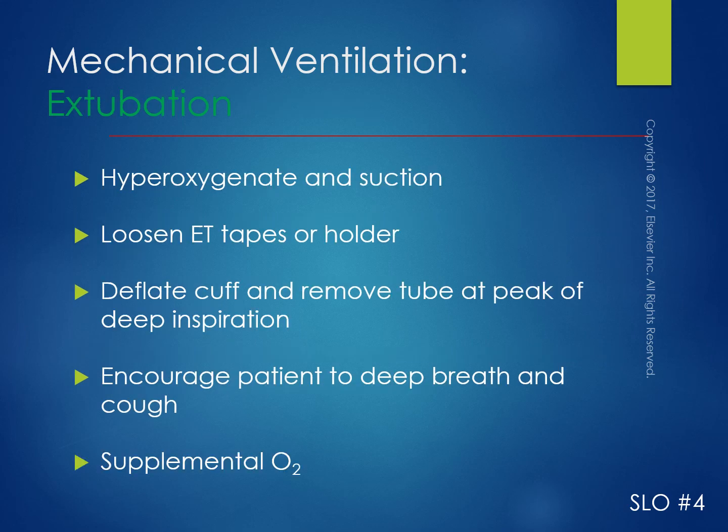So your patient does great during the pre-weaning. They pass the weaning phase. They're ready to be extubated. So we're going to hyperoxygenate with 100% O2, have suction available, loosen the ET tube holder. Respiratory therapy will typically deflate the cuff and then remove the tube at peak of deep inspiration. So the patient takes a deep breath with that 100% oxygen, and then we'll go ahead and remove that tube, encouraging them to cough during the process, to cough out any secretions, preventing anything from falling back into the lungs.